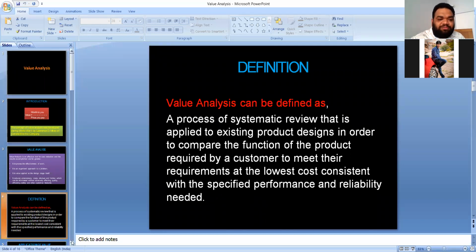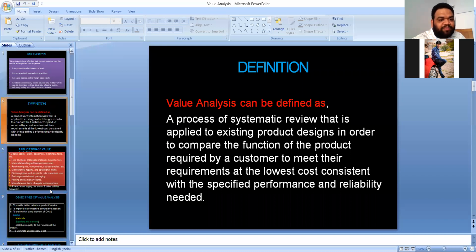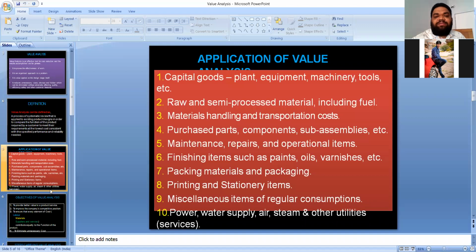Because in innovation management, every time we are going to change things. So these are some applications of value analysis where we can apply, means where we can reduce the cost. Where we can reduce the cost means unnecessary cost. Don't think that we can always reduce the cost to zero, because then there would be zero production.